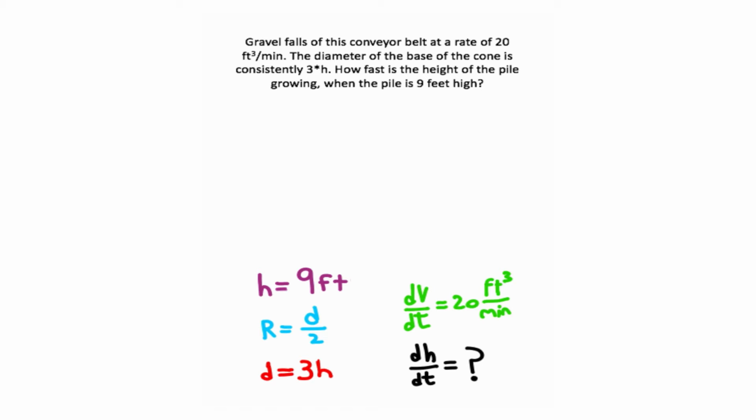And I think that the volume of a cone should do just the trick. But notice if I take the derivative here, I'll end up with a dr over dt. I don't want to have that because I don't have any dr over dt rates listed here. So instead what I'm going to do is relate these two variables right here.